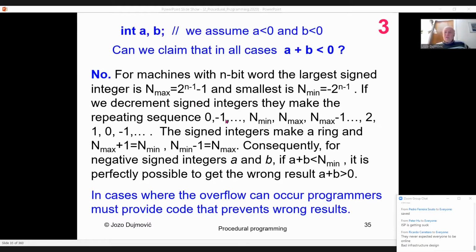If we have two negative numbers, so integers A and B, can we claim that in all cases the result of adding two negative numbers will be negative? Of course not. Simply because adding two negative numbers, if you come to the smallest negative value, you jump to the largest positive value, because this is the ring of integers. Therefore, we have that the answer is no.